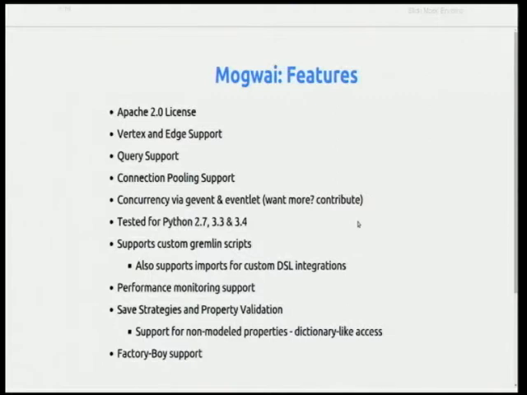Connection pooling support is built in. If you use Mogwai out of the box, you're going to get the default synchronous connection pooling. So everything's synchronous, user beware. There is concurrency support with gevent and eventlet. If you want to add async IO and somebody wants to do it, go for it. I welcome the contribution. We don't use those at WellAware, so I have really not a lot of motivation to do it.